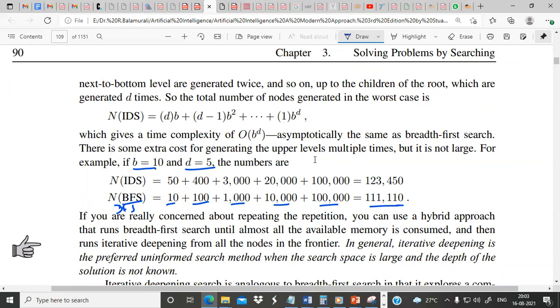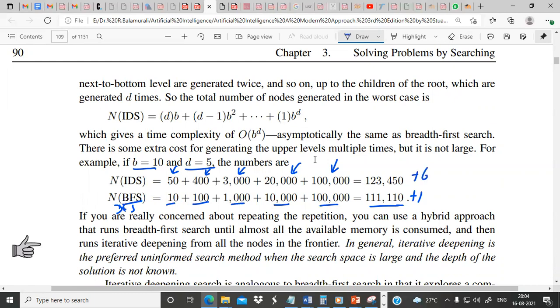Now when you use IDS, what happens? The nodes in the leaf level will be accessed only once. The nodes just above the leaf level will be accessed 2 times. Then the next level will be accessed 3 times, then 4 times, then 5 times. And the root will be accessed 6 times. We have only one root node. So in BFS, if you want to include the root, then plus 1. In IDS, if you want to include the root, then plus 6.